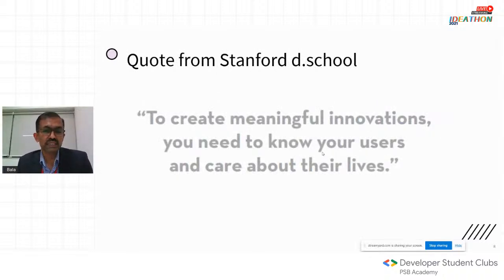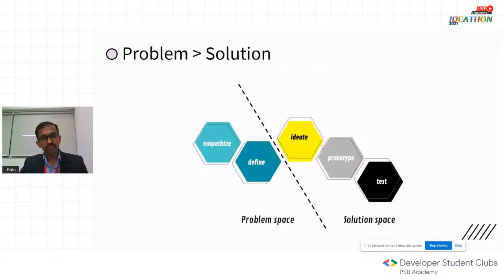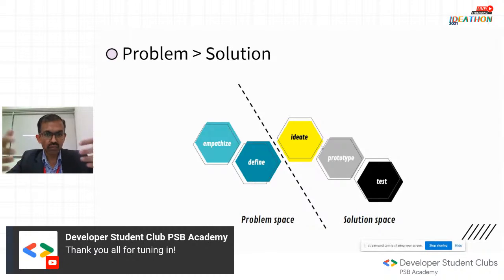This is a quote from Stanford Design School. Why do we refer to the quote from Stanford Design School? Because this design thinking comes from Stanford Design School. According to this quote, I see nothing wrong in reading this: to create meaningful innovations, you need to know your users and care about their lives. Why do I bring this here in this platform? You see, this design thinking has 5 stages. Actually, here you are here to solve some particular problem. You can take a design thinking approach to solve your problem.